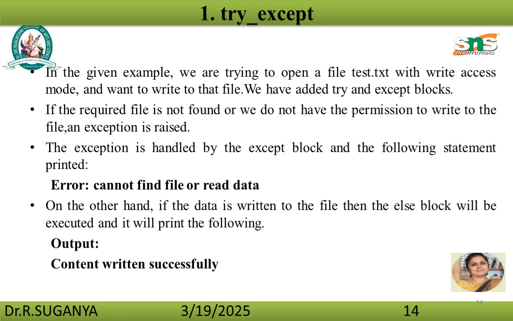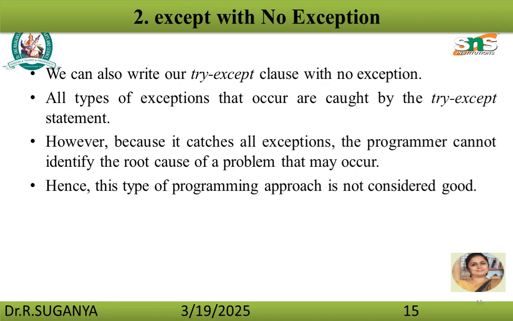In the given example, we are trying to open a file test.txt with write access mode and want to write to that file. We have added try and except blocks. The exception is handled by the except block and the following statement is printed. It is written successfully. Next is except with no exceptions.